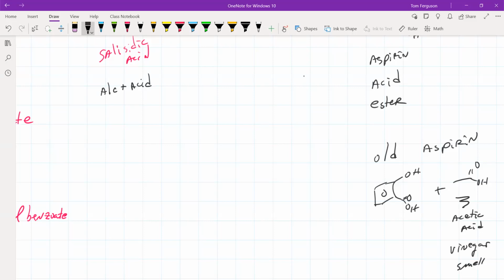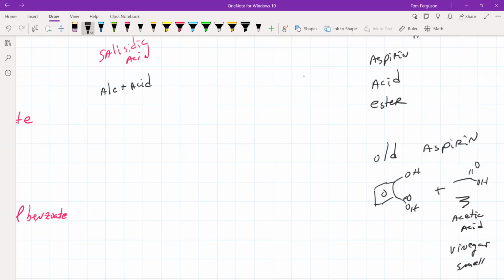So today you're going to be getting some old aspirin to test and smell, see what it smells like. You should have a vinegary smell to it. And that's where the aspirin is coming apart.